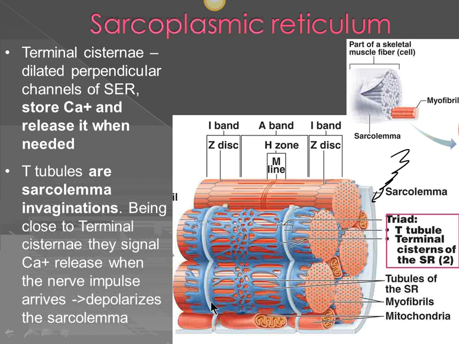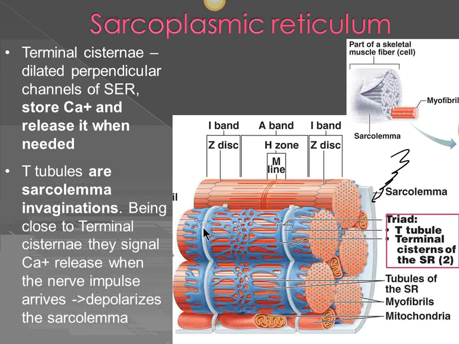They are very close to the terminal cisternae. So when the nerve impulse passes by, they help to stimulate that. And we have another term. You can see that there is this one gray band here, which is the T-tubule. And on either side, you have the terminal cisternae. So you have three structures together, and that is known as a triad. Triad meaning three. So two terminal cisternae and one T-tubule in between.